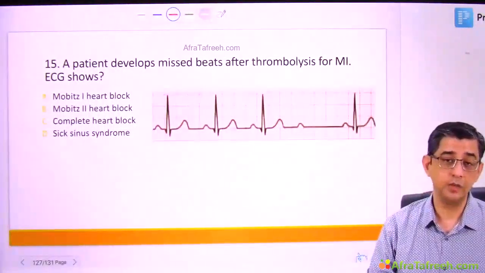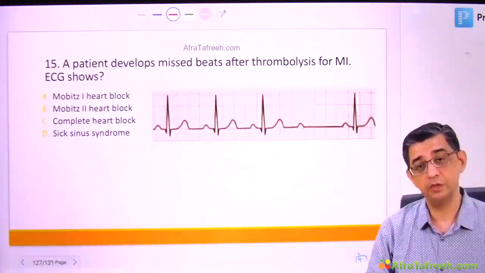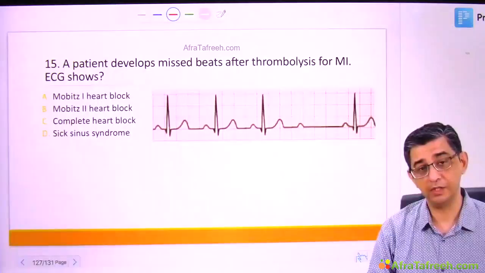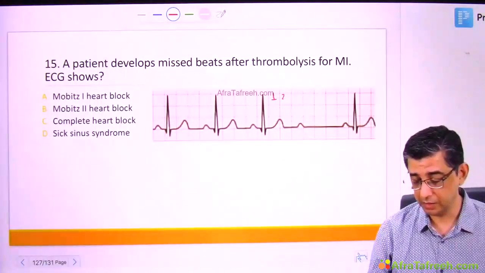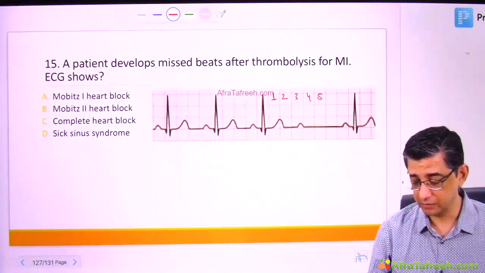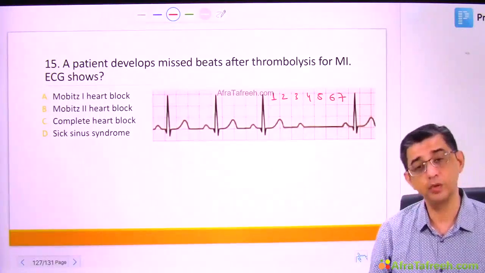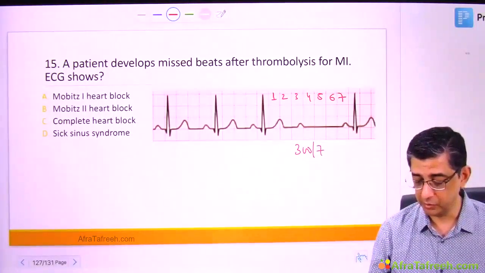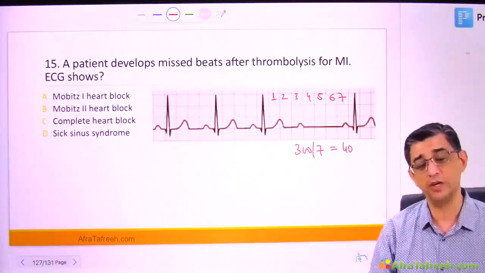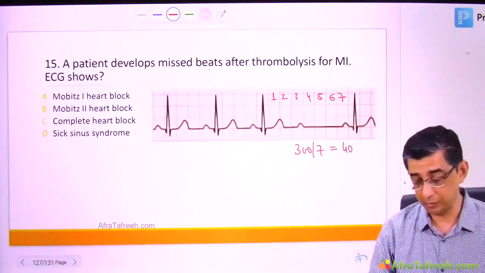The next question talks about a patient who has developed missed beats after thrombolysis for myocardial infarction, and the ECG is showing definitely an increase in the RR interval here. Let's just look at the RR interval: 6, 7, almost going up to 8 again. So if I divide 300 by approximately 7, again you can see the heart rate would be something in the range of 40 only, which is dramatically problematic.